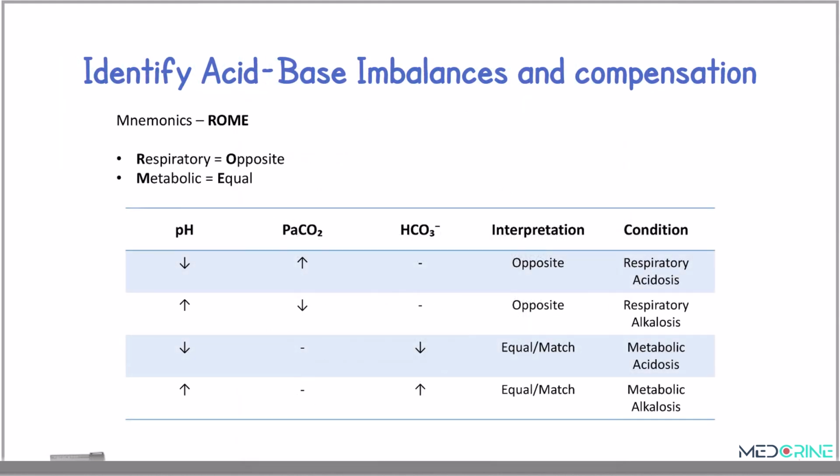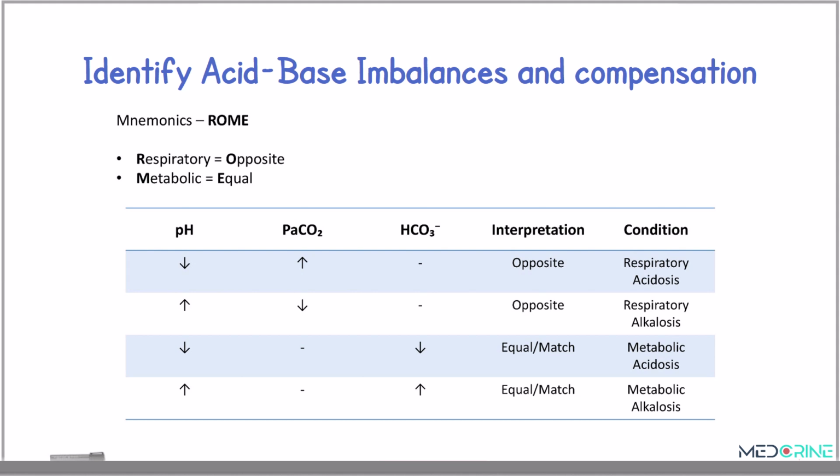How do we identify a specific or an existing acid-base imbalance? We use a mnemonic, ROME. The R stands for respiratory, O is for opposite, M is for metabolic, and E is for equal. This basically means that in respiratory acid-base imbalance disorders, we have opposite-going parameters. And in a metabolic acid-base disorder, the parameters will be either equal or moving in the same direction.